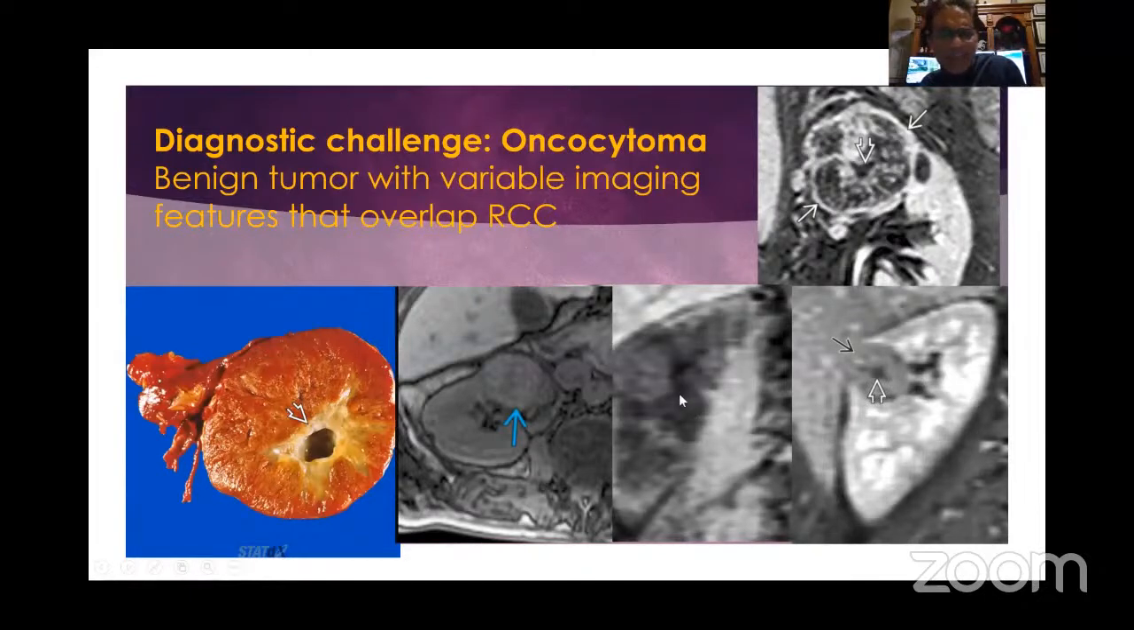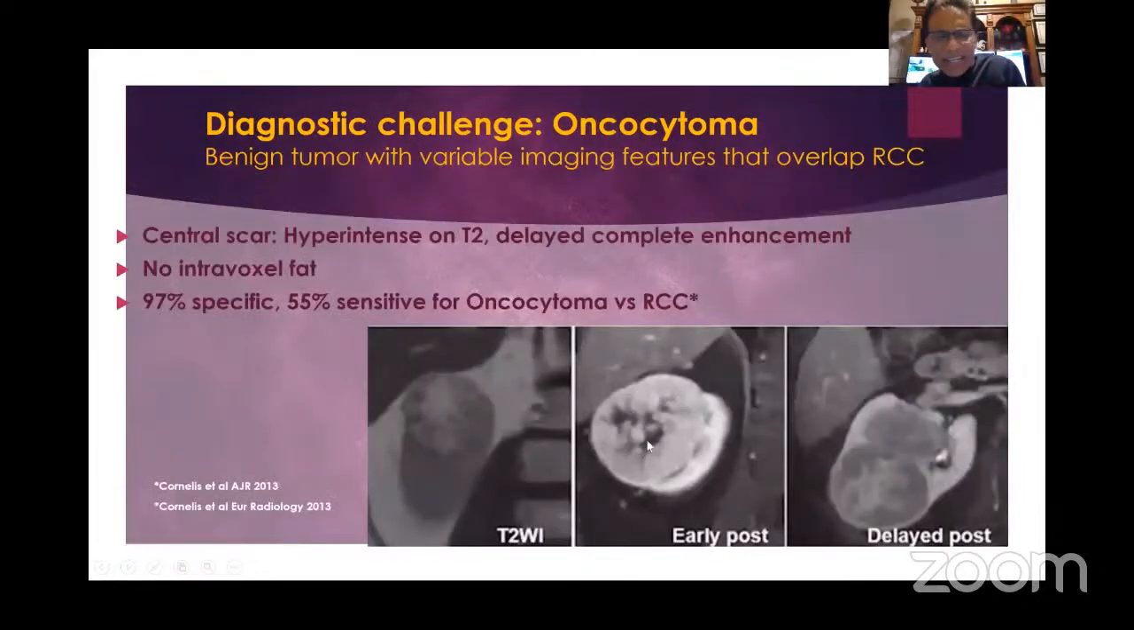Another unique feature of these tumors is the scar doesn't enhance initially, but on delayed imaging, the scar will show enhancement, which will help you differentiate between renal cell carcinoma and oncocytoma. The central scar: hyperintensity on T2 of the central scar, delayed and complete enhancement.